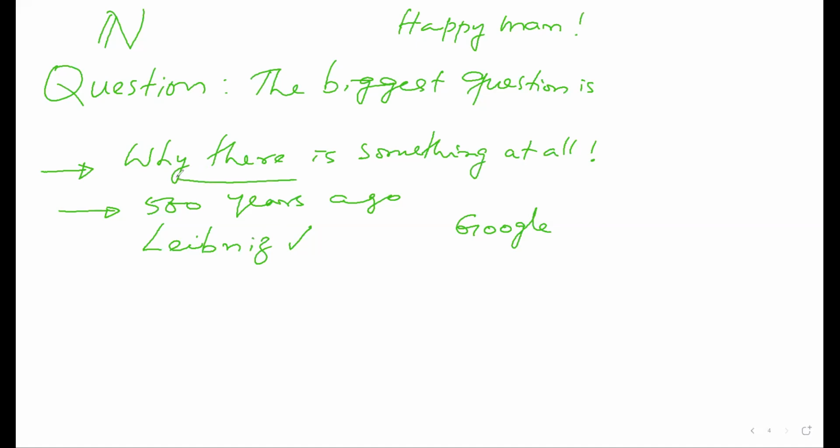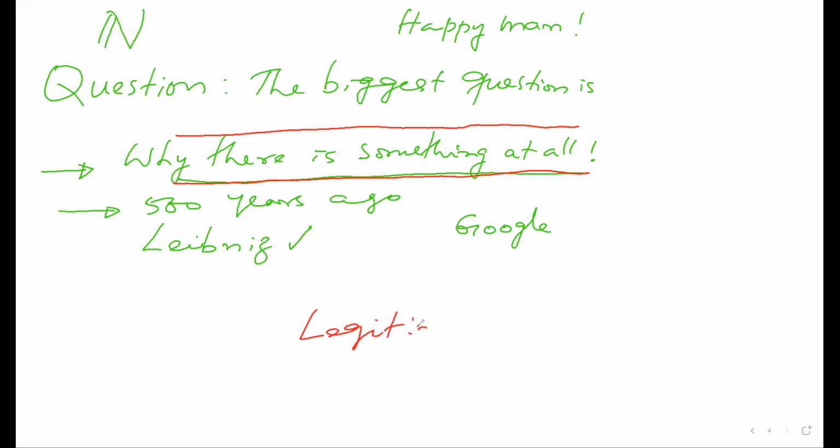Leibniz asked this question first, not me. And I was happy when usually you are unhappy when you find that someone has discovered something before you. But when I found that Leibniz asked the same question, I found my question was legitimate. So, why there is something at all?